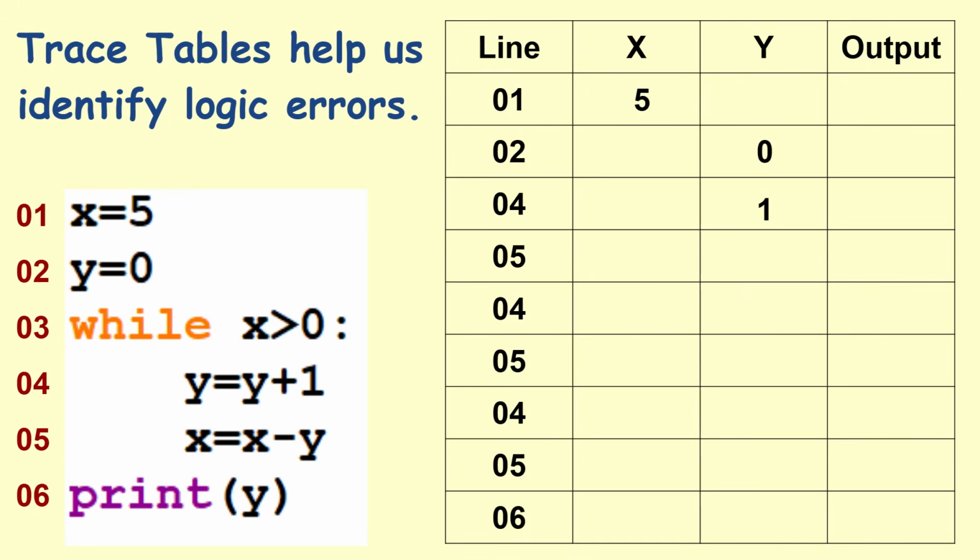Then we go into the loop, and on line 4, y is going to equal y plus 1. So at the moment, we know that y is 0. So when we add 1, it becomes 1, which I've put in there. Then for line 5, we're doing x minus y, which is going to be the new value for x. So we can start to add in all of the values on our trace table. I'm not going to go through it all now, but if you need to, you can pause the video and work through it in your head.